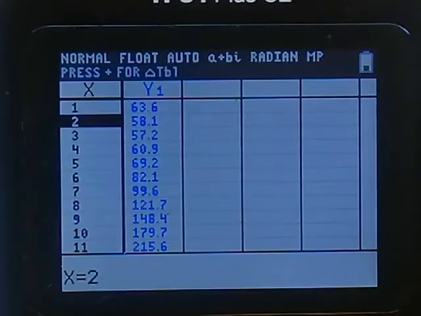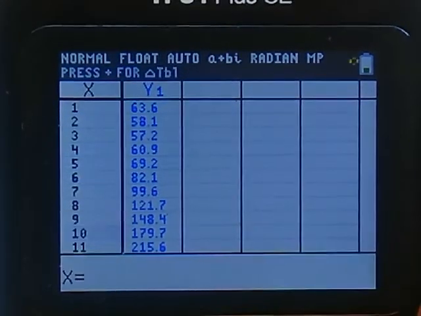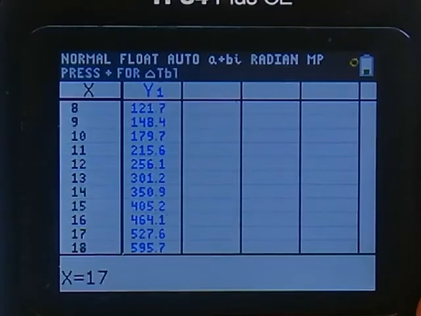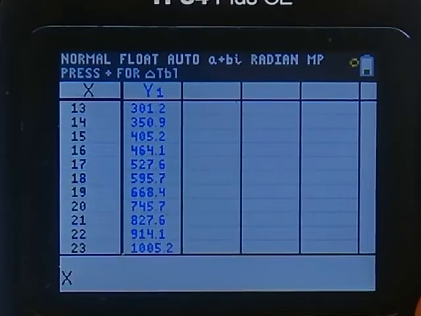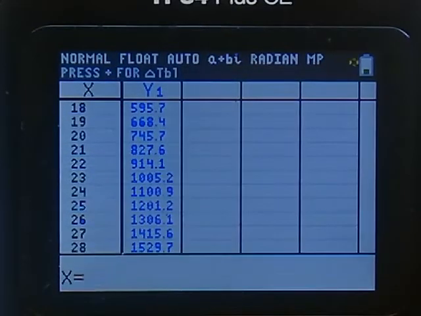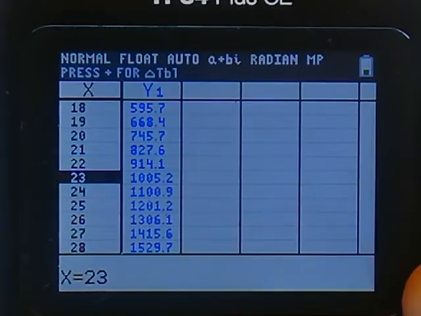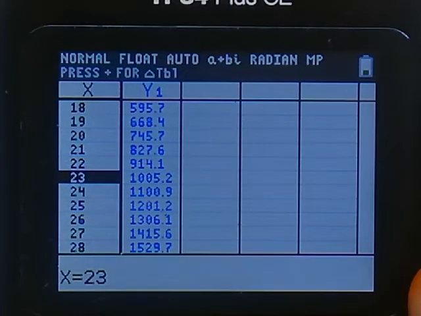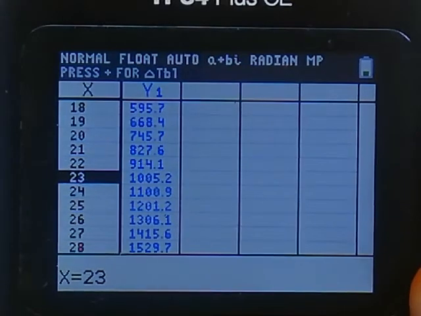So if we arrow down here, look for where this number in the y column is going to exceed 1,000. Looks to be right there, in the year between 22 and 23. So it's exceeding 1,000,000. That's a million, right?